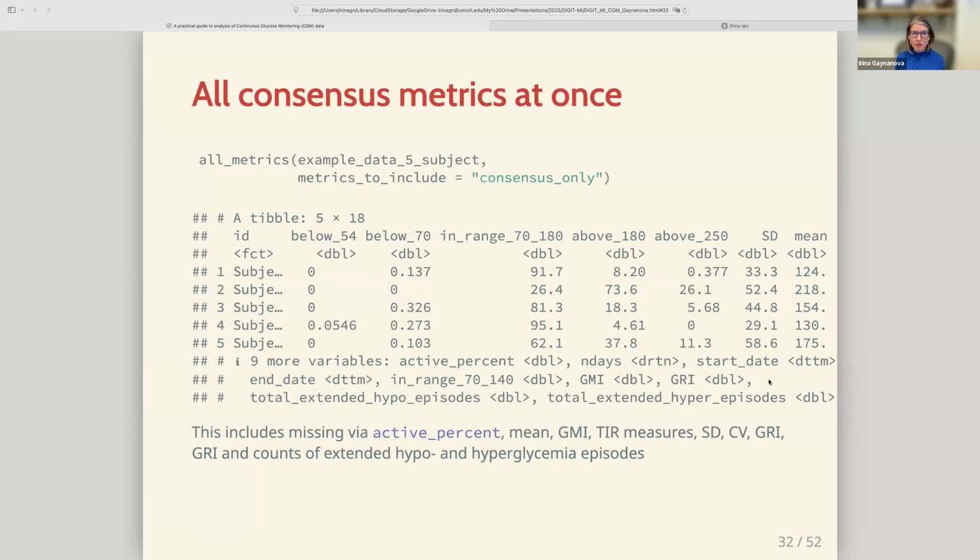All right. If you want all consensus metrics at once, there's also a function that does all of that, which includes active percent. So that's where you can change your data availability statement. And then it includes all the consensus metrics that we talked about.